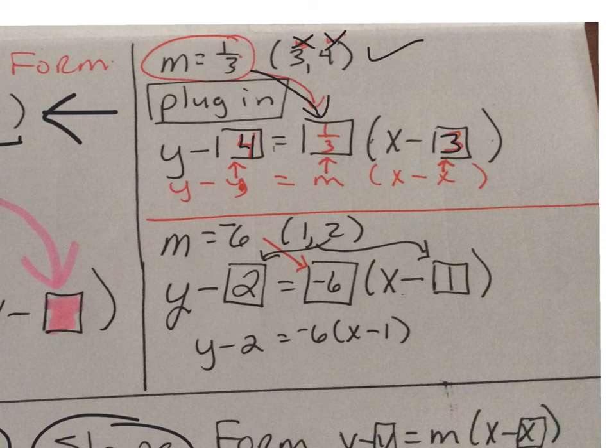Same thing down here. You can see I put the slope as -6. My y value was 2. My x value was 1. And it gave me this equation. Okay?